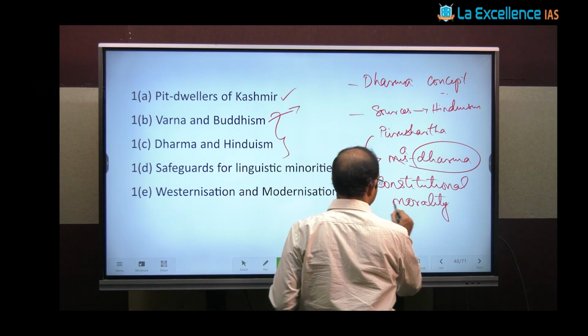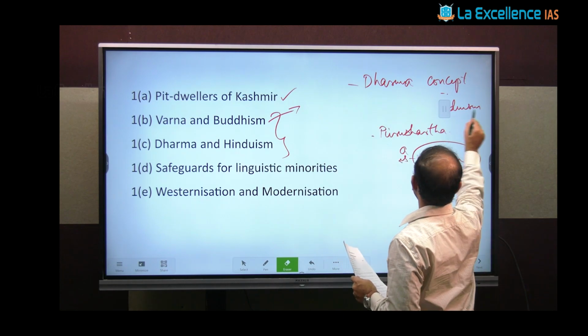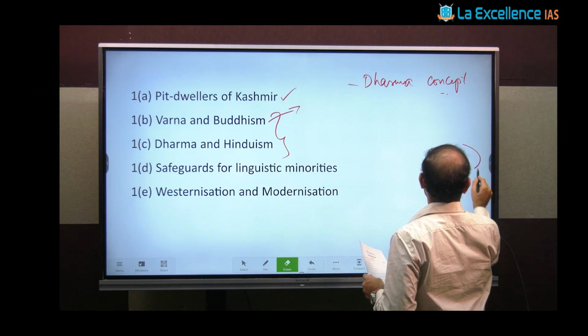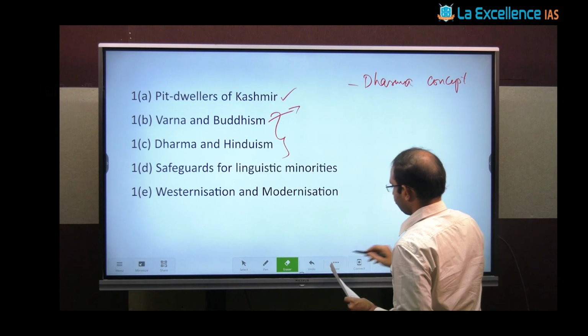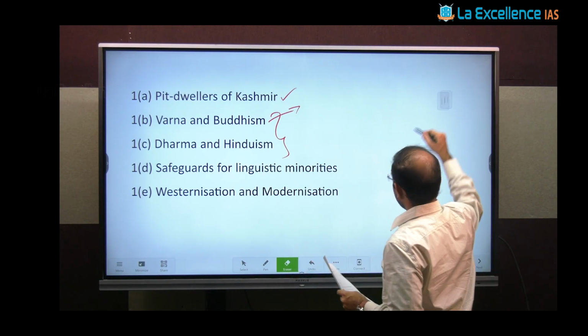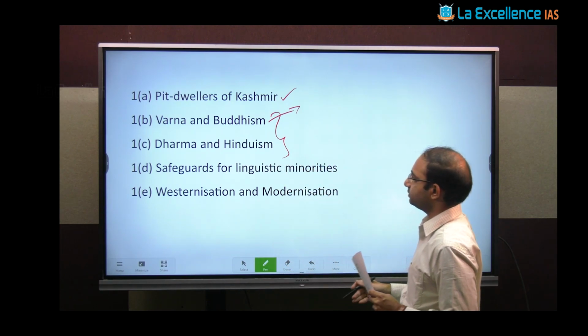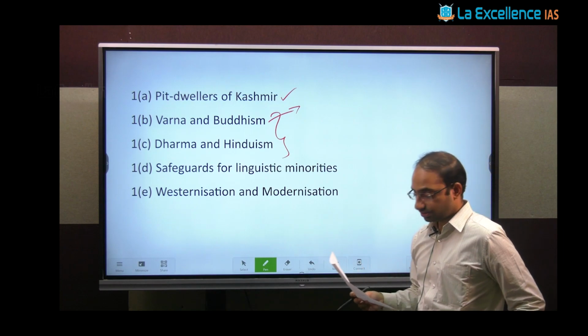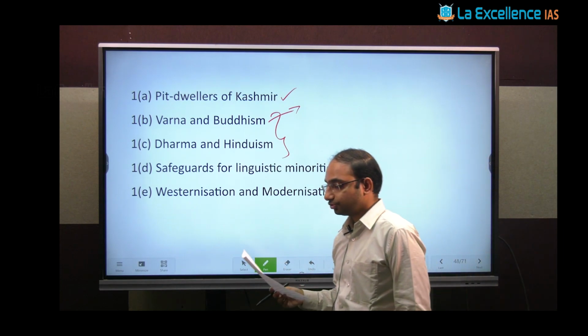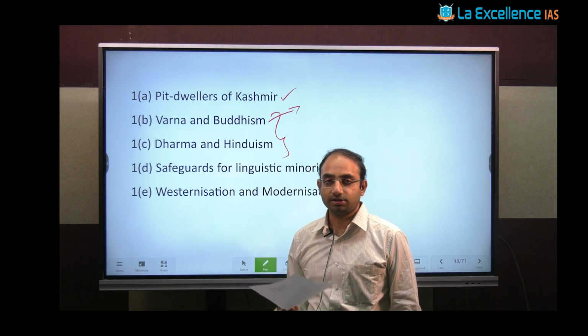The next question is safeguards for linguistic minorities. Again, begin with defining what are linguistic minorities. So who are linguistic minorities? Give the constitutional article, and then you can talk about Article 29 and Article 30, which give linguistic minorities rights.